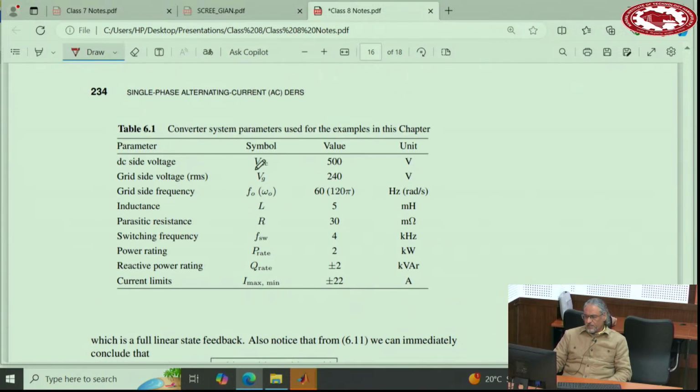Let's go with this setting, VDC 500 volt. On the AC side we have 240 volt AC, frequency 60 Hertz. This 240 is RMS. So peak value is, I think, 340 or something like that. L is 5 millihenry, R is 30 milliohm, switching frequency 4 kilohertz, power rating 2 kilowatt. So we want to feed 2 kilowatt. Also reactive power rating, you need to define that also. Let's say plus minus 2 kilowatt. So we can have both sides, supplying reactive power or absorbing reactive power. And the current we want to limit at plus minus 22 amperes, peak of 22. So peak current should not go above 22.